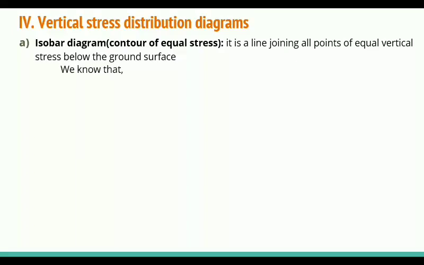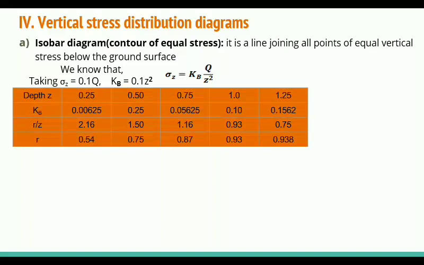From the Boussinesq equation, we can take any constant value of sigma z. So we are taking sigma z equal to 0.1 Q. If we put this value in the Boussinesq equation, we get Kb equal to 0.1 z square. Then we can make this table. So how will we make this table? Just listen first. We will make this table row by row: first row, second row, third row, fourth row.